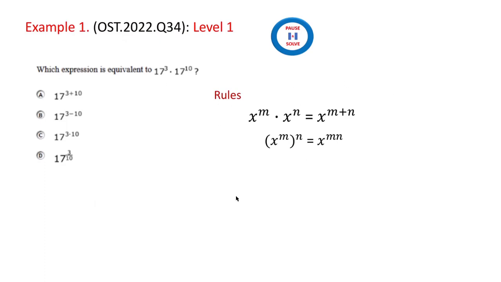So these are the rules that we're going to be using. In this example, 17 to the power 3 times 17 to the power 10, we add the exponents, 3 plus 10. So 17 to the power 3 plus 10. And I look here, I see it right here. So that's all for this example.